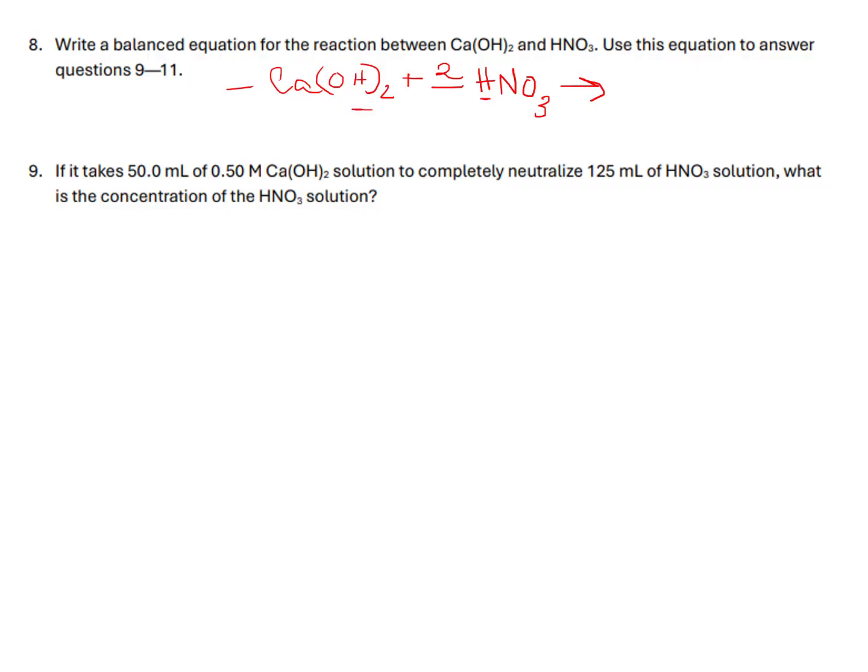All right, so question number 9, it says if it takes 50 milliliters of 0.5 molar calcium hydroxide solution to do the neutralization, what is the concentration of the nitric acid solution? Now there's a couple of different ways to go about doing this. I'm going to take a little bit more roundabout way to start with. So we're starting out, let's figure out how many moles we have of the calcium hydroxide, because once we have moles of calcium hydroxide, we can figure out how many moles of nitric acid that we need.